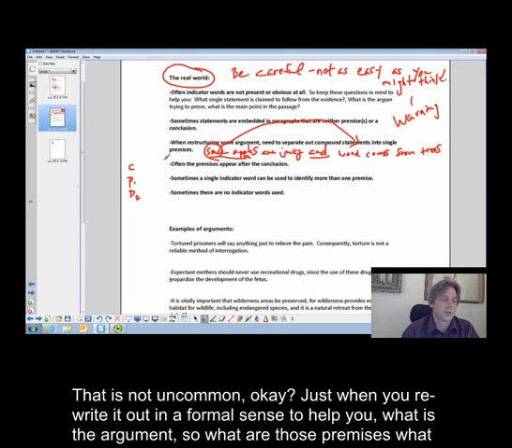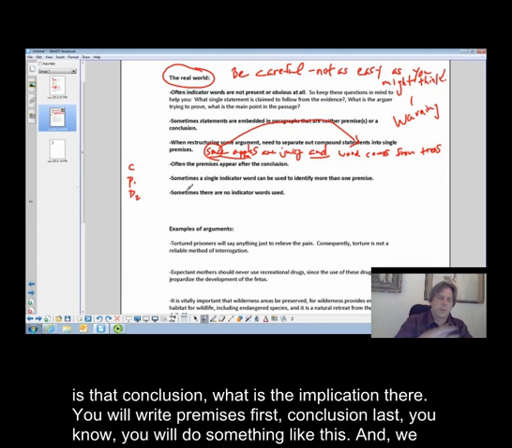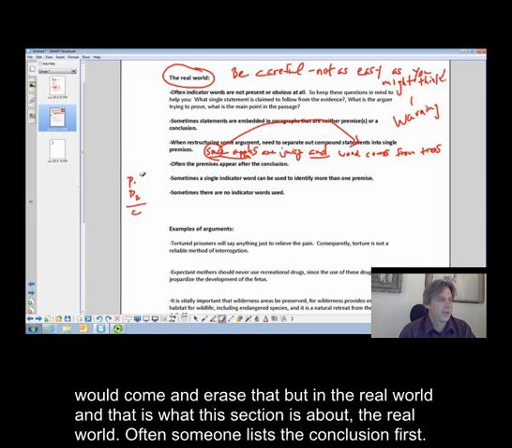That's not uncommon, okay? Just when you rewrite it out in a formal sense to help you, what is the argument? So what are those premises? What is that conclusion? What's the implication there? You'll write premises first, conclusion last. You'll do something like this, and we would come and erase that. But in the real world, and that's what this section is about, right? The real world, often someone lists the conclusion first.